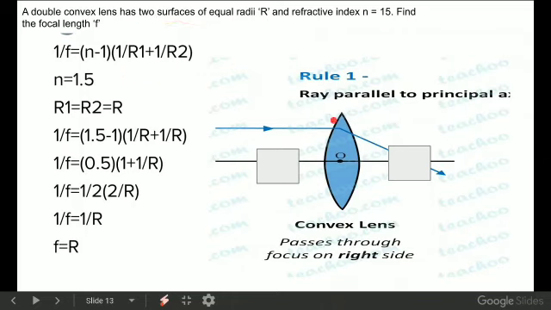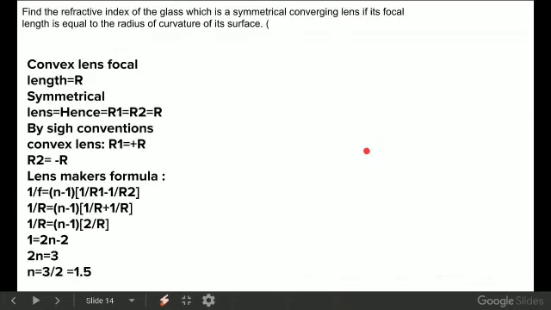In a lens, the left side curved surface is the radius of curvature of the first one, and the right side curved surface is the second radius of curvature. Remember this.